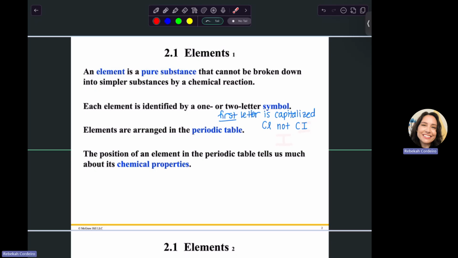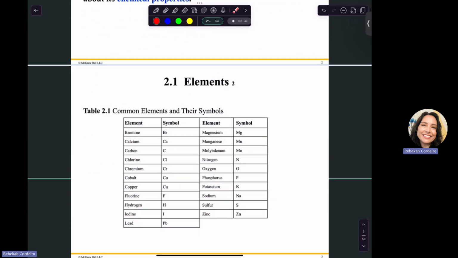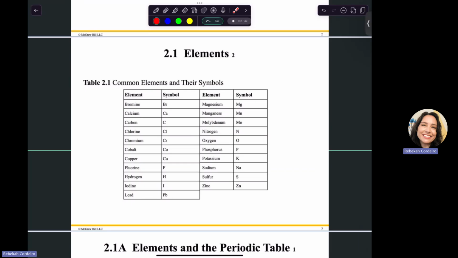The elements are arranged on the periodic table. You have a periodic table for this class, so please make sure you're using that for homework and as you study so you're familiar with it. And then the position of the element on the periodic table can tell us a lot about the chemical properties, and we're going to talk about this in this chapter. So there are some common elements and their symbols. See the memorization list in D2L for the element names and symbols that you need to memorize. And then make some flashcards, maybe with the element name on one side and the symbol on the other side.